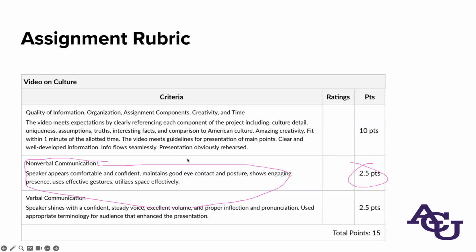All right, now the last one, the verbal communication: we have speaker shines with a confident, steady voice, excellent volume, and proper inflection and pronunciation. So let's talk about the volume first. So this is one where you, of course, want to be speaking at an appropriate volume for your microphone.